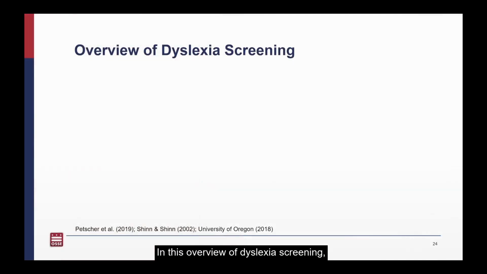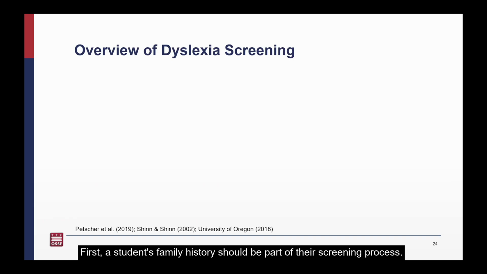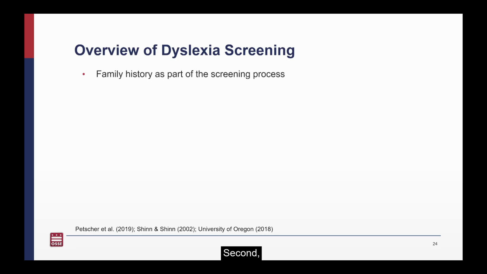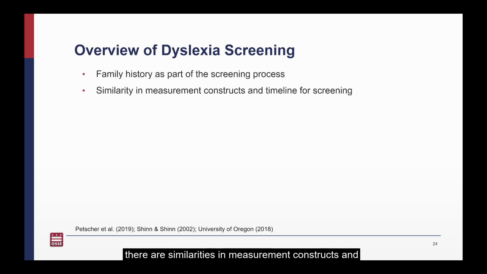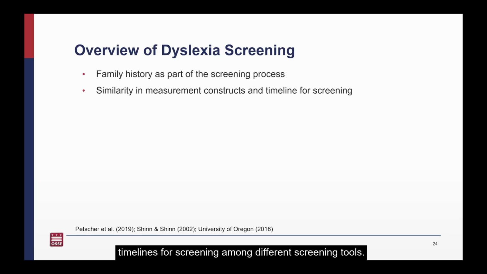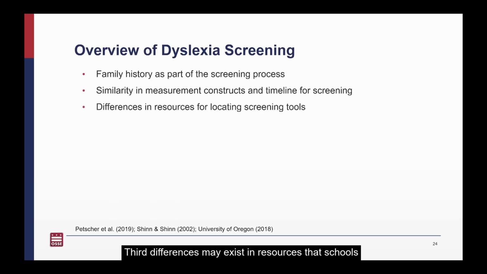In this overview of dyslexia screening, it is important to keep in mind the following ideas. First, a student's family history should be part of their screening process. Second, there are similarities in measurement constructs and timelines for screening among different screening tools. Third, differences may exist in resources that schools, professionals, and families have for locating screening tools.